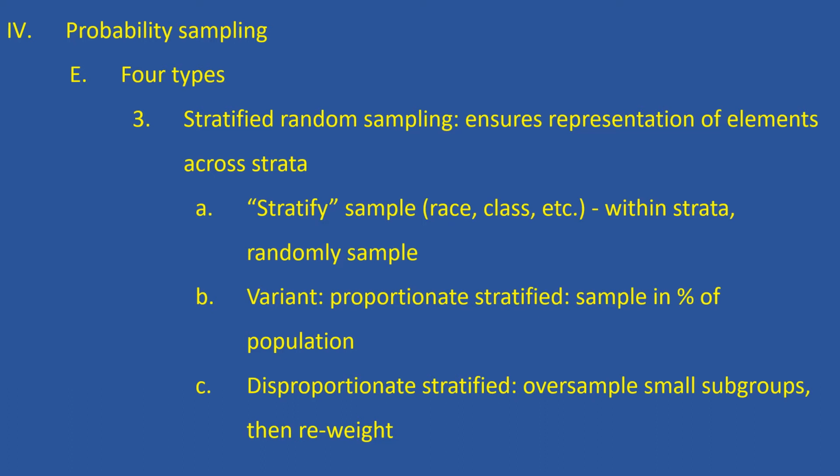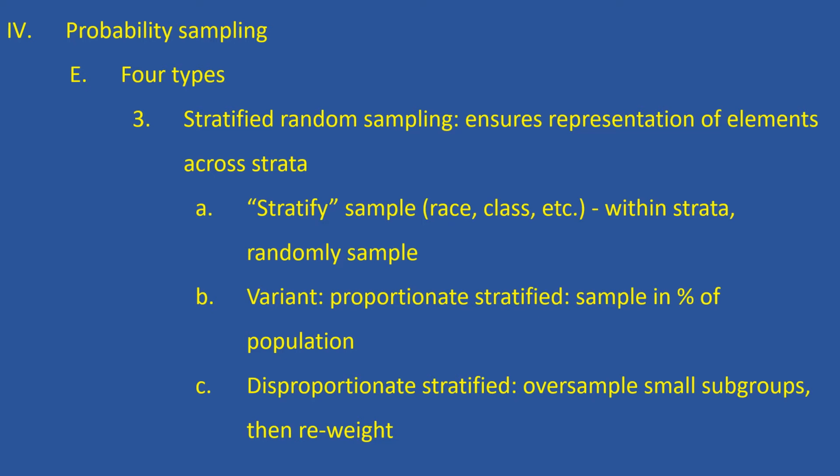This number is fictional, but let's say 40% of the population is Muslim, you make sure 40% of your sample is Muslim. If 20% of the country is Christian, you make sure 20% of your sample is Christian, and so on. That would be proportionate stratified random sampling.